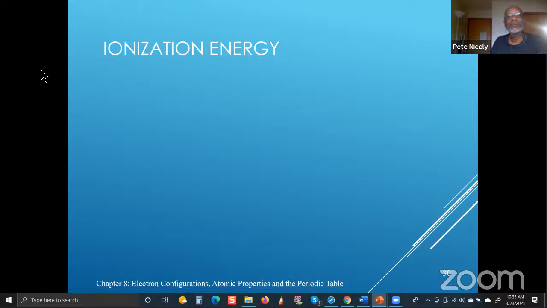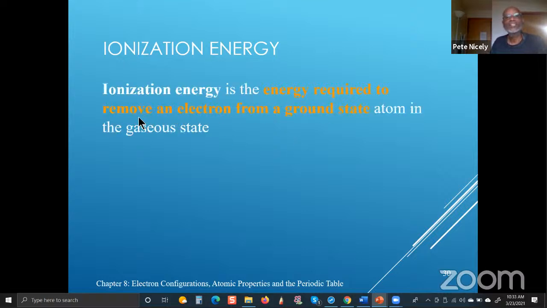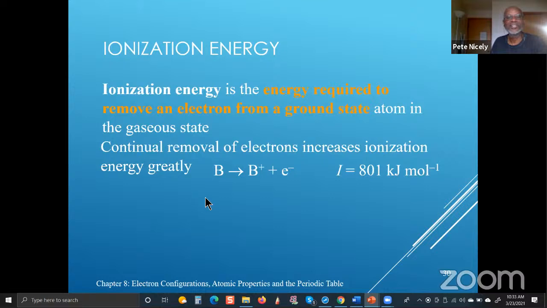The other property here we're going to discuss is ionization energy. So first we have to define what we mean by this term ionization energy. It is the energy required to remove an electron from a ground state atom in its gaseous state. So we're talking about a situation like this, all right? Where you have the atom, and removing an electron from the atom will result in the formation of the ion. So the energy for this process is called the ionization energy, right?